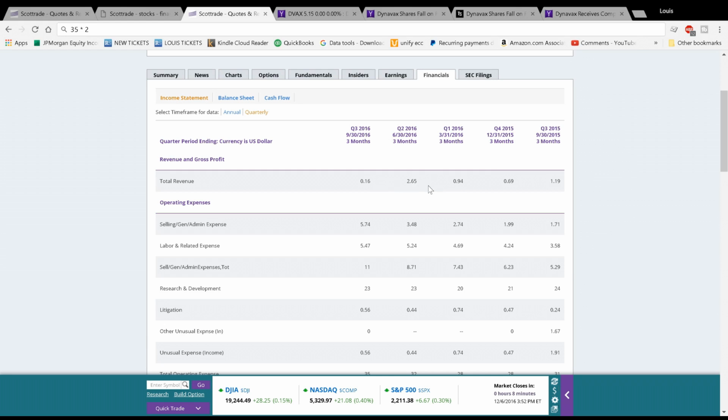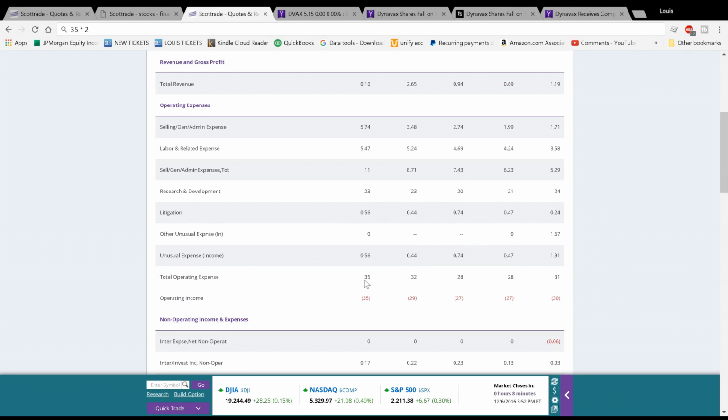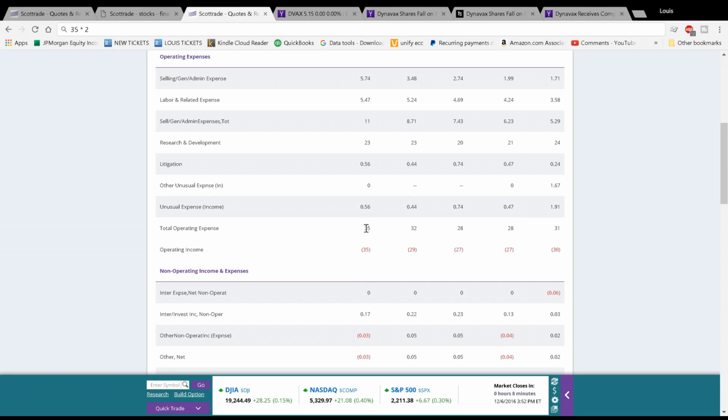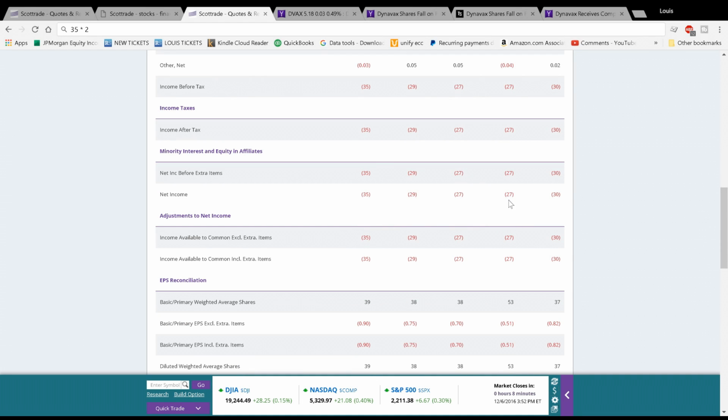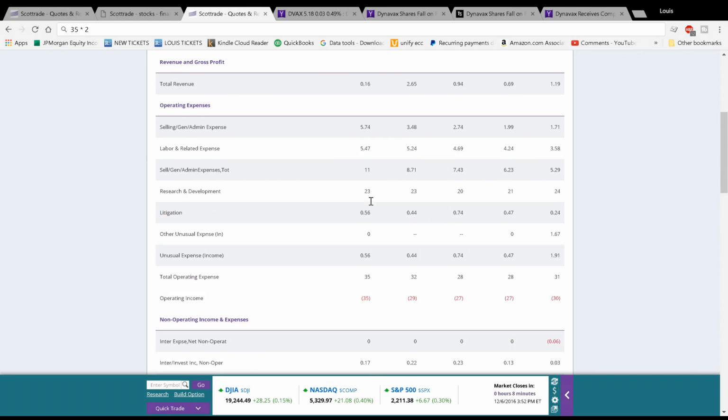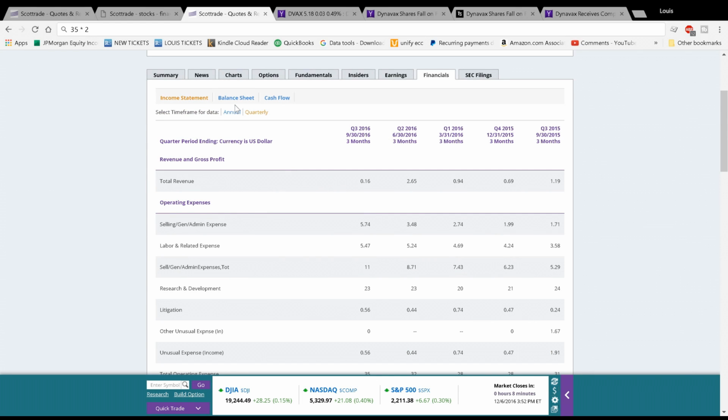So their total revenue is about anywhere from $160,000 a quarter to $1.2 million a quarter. Their total operating expenses are anywhere from $28 to $35 million. So this company loses anywhere from $27 to $35 million. See? Net income, $27 to $35 million loss per quarter. Now, 6 months is going to be 2 quarters. A quarter of a year, which is 12 months, is going to be 3 months. So 2 quarters. So if they burn through $35 million a quarter, that means that they would need about $70 million in order to move ahead with everything.